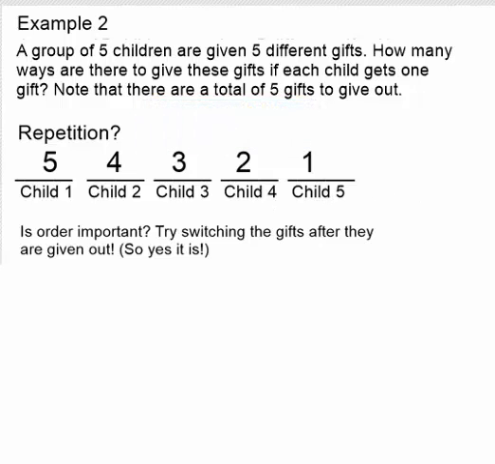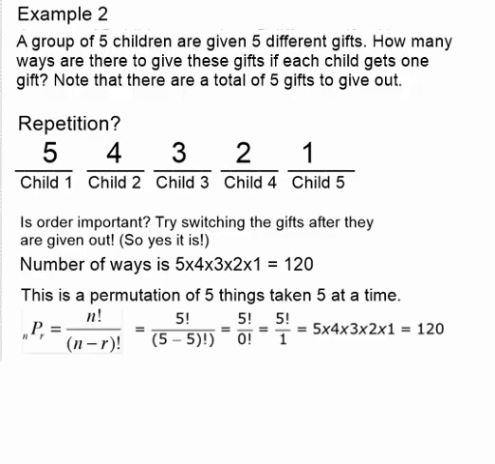And now I ask, is the order important? Well, try switching the gifts after you give these out to the kids. They have different gifts. And what do you think will happen? There'll be some arguing. And yes, the order is important. So using the fundamental counting principle, we have 5 times 4 times 3 times 2 times 1 equals 120 ways of giving these gifts. And since the order is important, we don't divide that answer by anything.